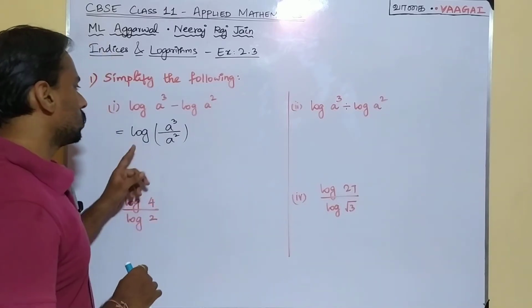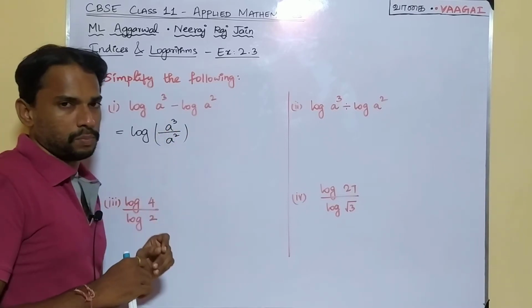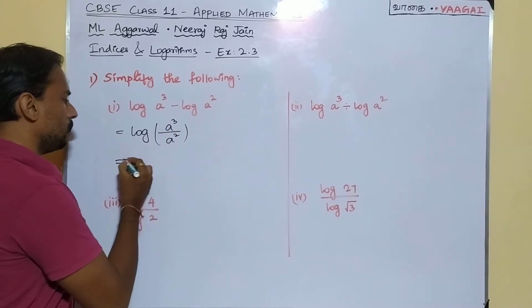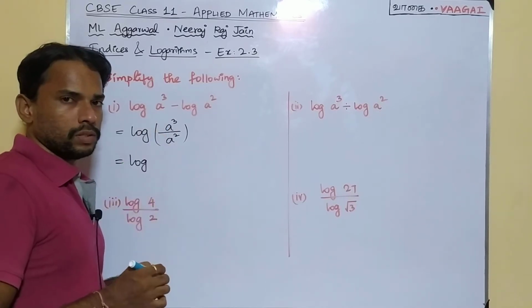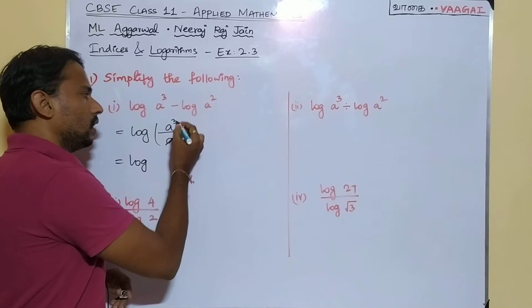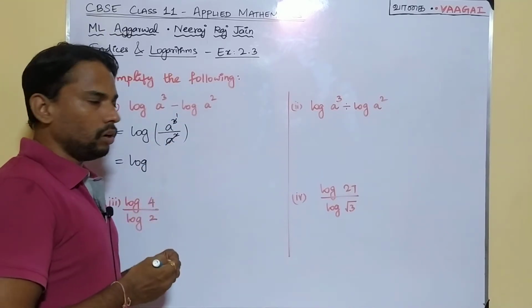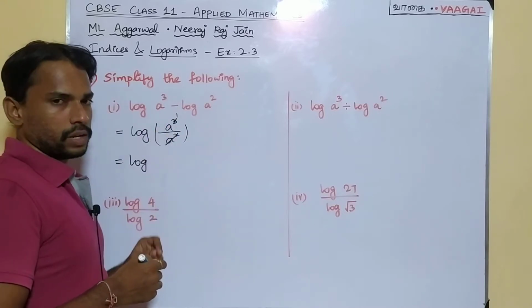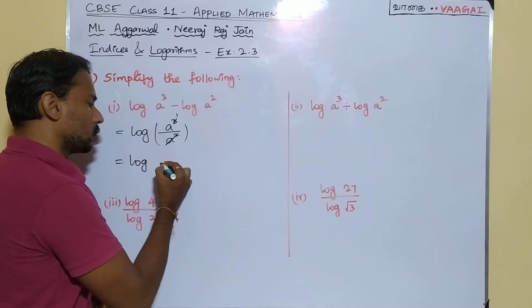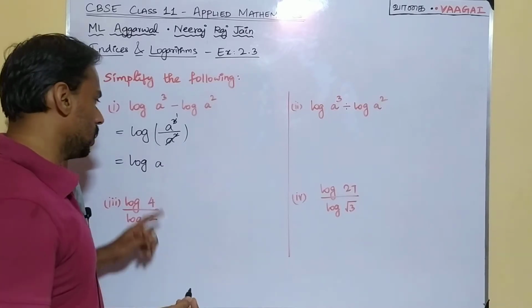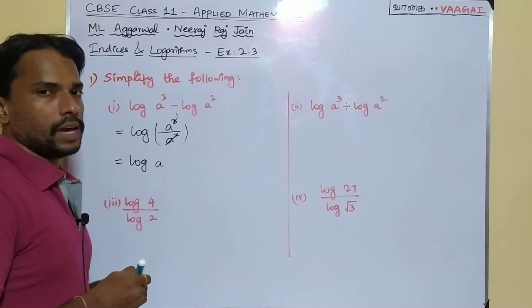Anyways, coming back, we have log of a power 3 divided by log of a power 2. So this will be equal to log of a cube by a square. I can cancel a square with this a square, so I will have a power 1 here. That means I will have log of a power 1, which is log a itself. So the simplified expression for this question is log a.